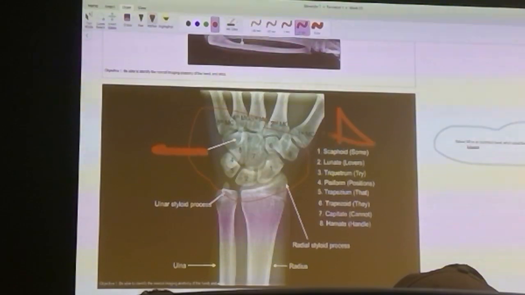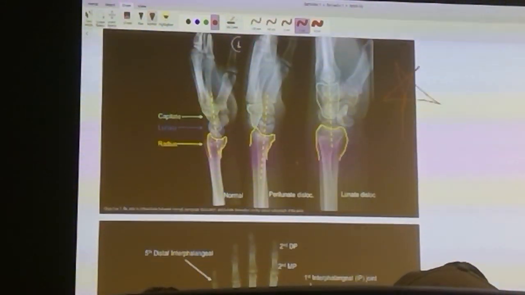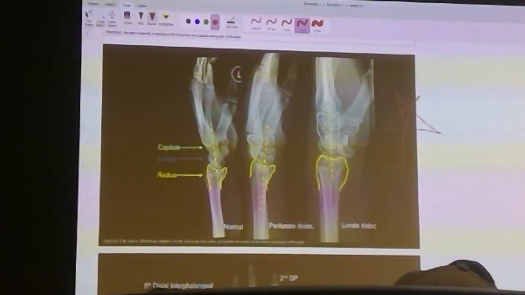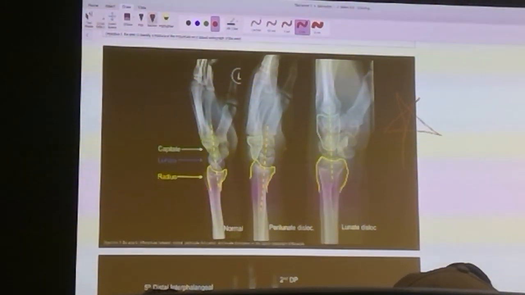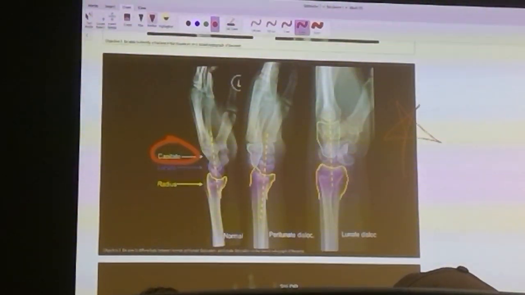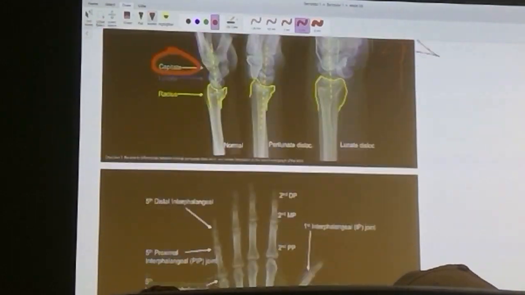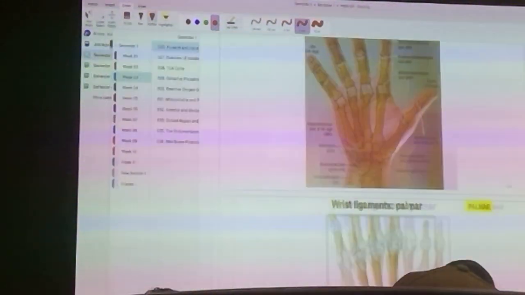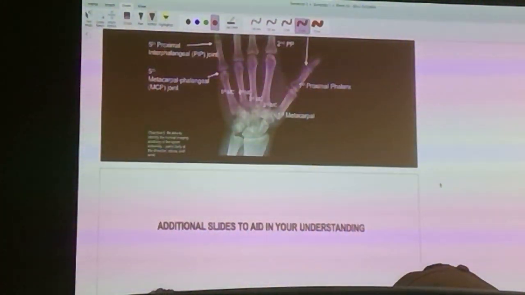And make sure you know the carpals, they like this picture. And then know the lunate dislocations. So perilunate and lunate. Perilunate is a partial dislocation, and lunate dislocation is the full dislocation. And perilunate affects the capitate, and lunate affects the lunate. Okay, I think that's it.